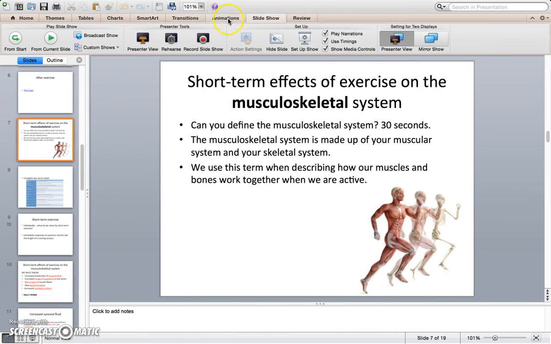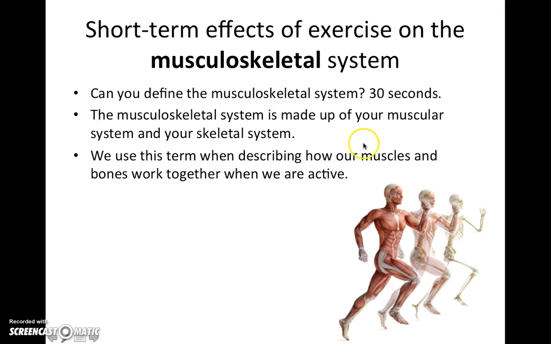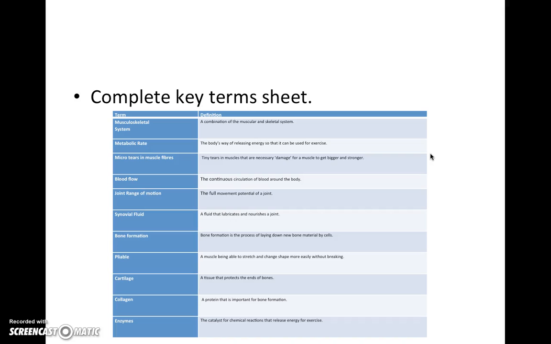Hi guys, welcome to the screencast on the short-term effects of exercise on the musculoskeletal system. So just to clarify, the musculoskeletal system is made up of your muscular system and your skeletal system, and we use this term when describing how our muscles and bones work together when we're active.